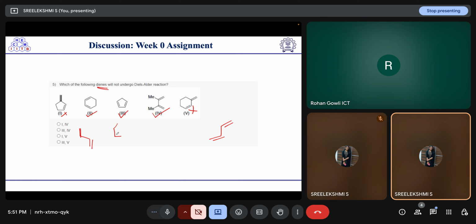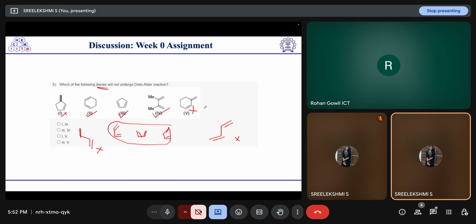Here also it is like this, so it can undergo Diels-Alder reaction. Here it is like this in the third one, and here also it is like this in the fourth one. So these three are favorable, but these are not favorable. If it was not inside a ring, it can flip into cis configuration and undergo Diels-Alder. But since it is inside a ring, this cannot flip into cis configuration. So these two dienes cannot participate in Diels-Alder reaction.